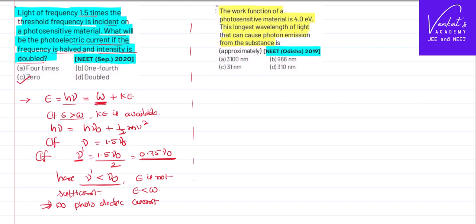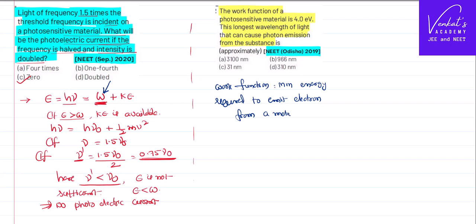So what is given is a work function. What do we mean by work function? We have to understand. Here also we spoke about work function. Work function is the minimum energy required to emit an electron from a metal surface. Who has to give this energy? The incident energy has to give that energy.